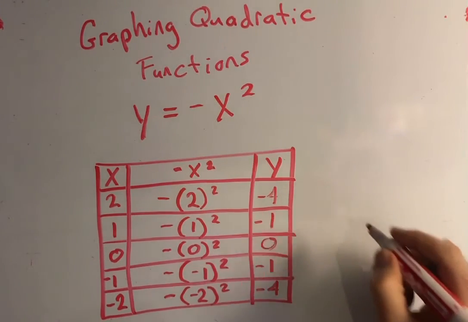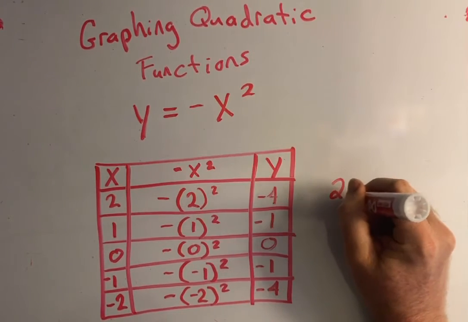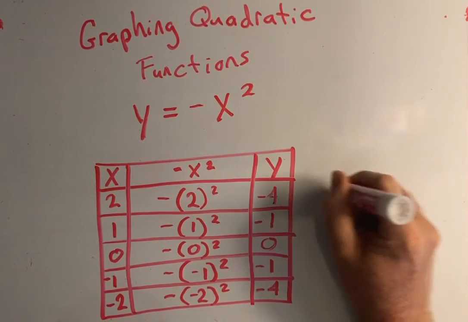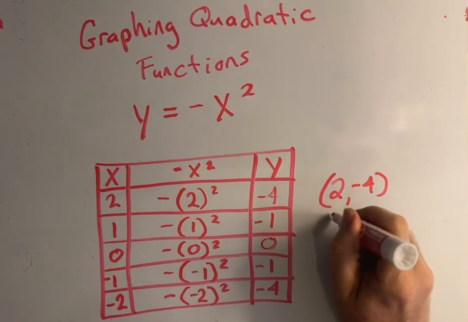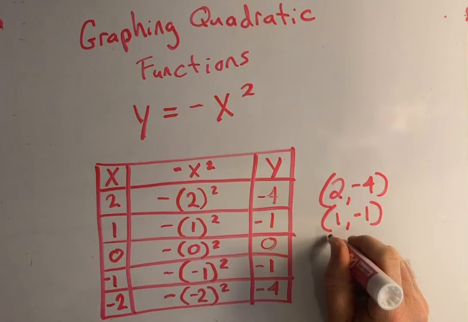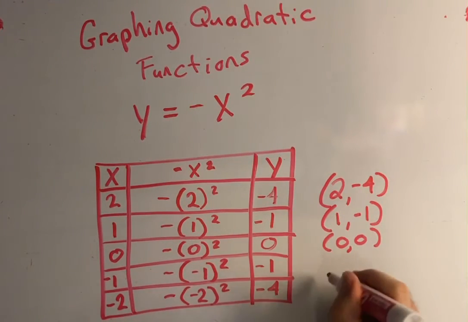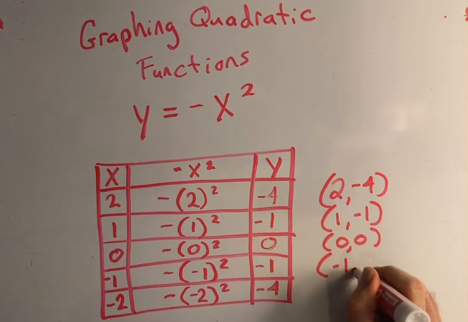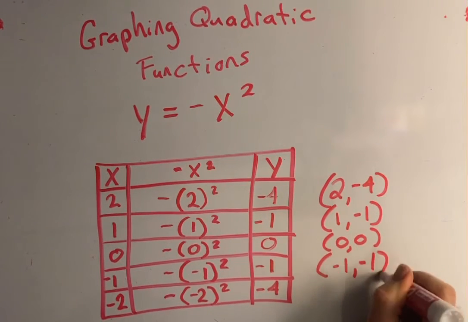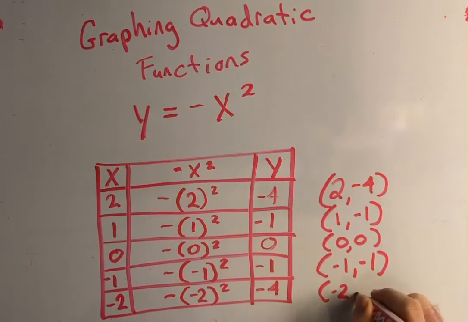So my ordered pairs are 2, negative 4; 1, negative 1; 0, 0; negative 1, negative 1; and negative 2, negative 4. All right, these are my ordered pairs.